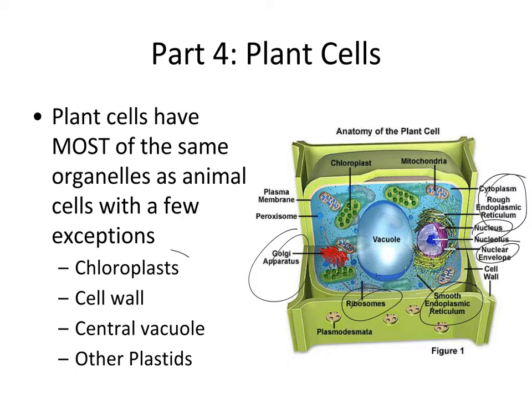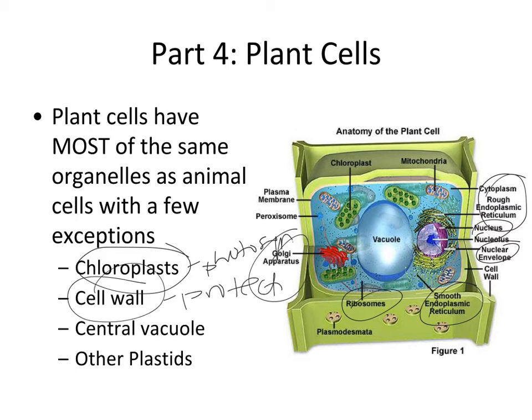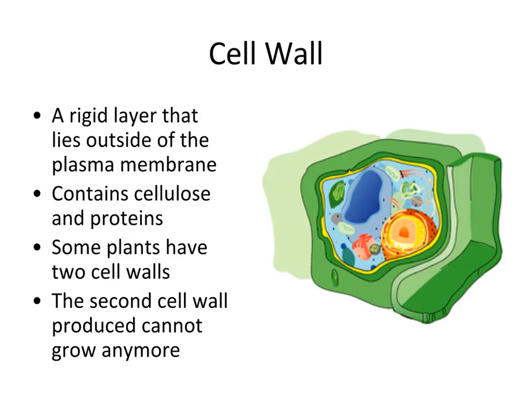Plant cells have chloroplasts. This is for photosynthesis. Most are going to have a cell wall. This is for protection. Most are going to have a central vacuole. This is for storage. And some are going to have other plastids, which can be related to photosynthesis, but they're going to make things, kind of like chloroplasts do. Okay, so let's talk about each one of those individually.